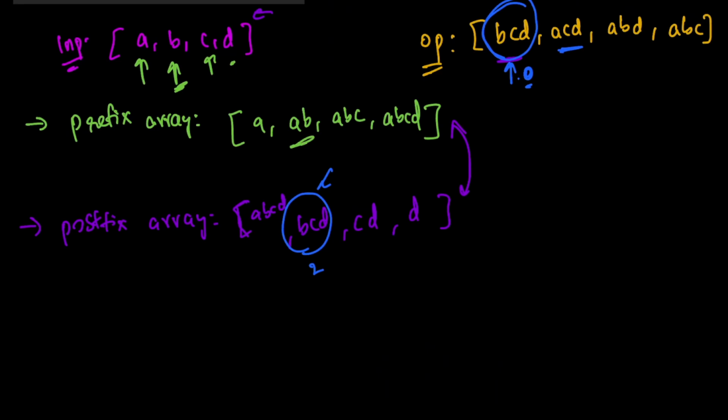Similarly for ACD, the index is 1, so I multiply the number which is before this index, which is the index 0 in the prefix array, which is A, into the next element in the postfix array, which is at index 2 here, which gets CD. So that's how I get ACD.